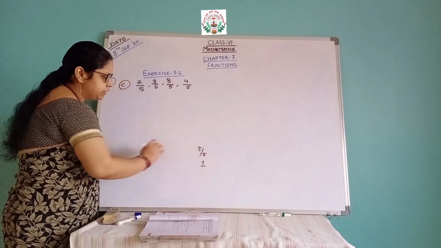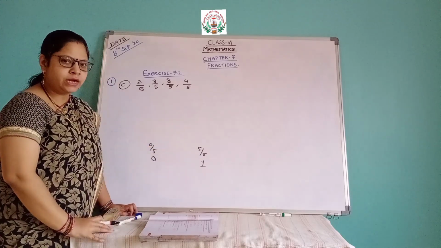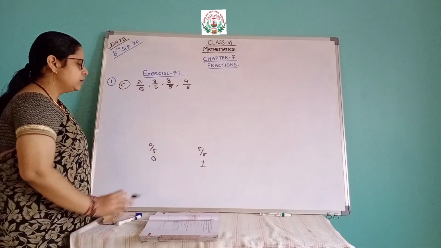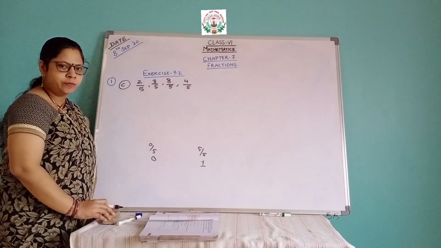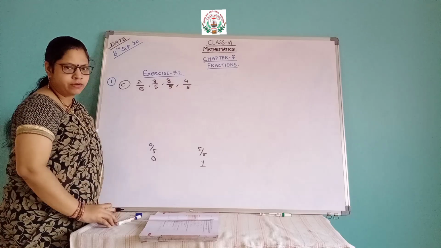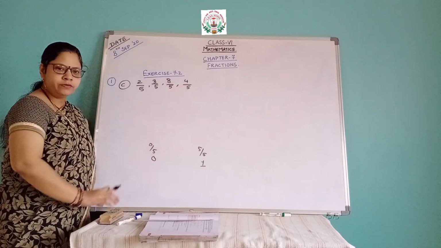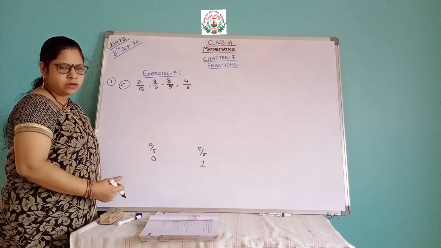It is 0, it is 1. Then 5 by 5 is at the last position. Then where will 8 by 5 come? Okay, you will get 2 by 5, 3 by 5, 4 by 5. Where will this 8 by 5 come? It will not come in between these, so you have to go further also.